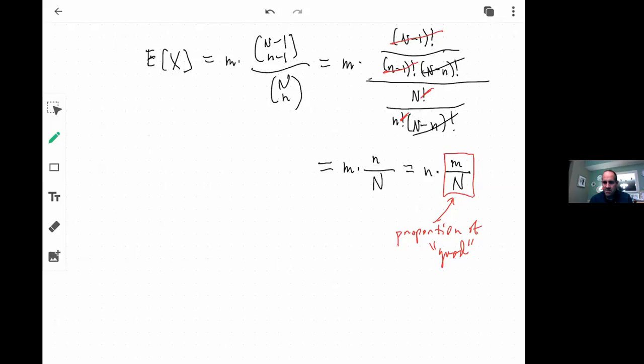So it makes sense that on average, I would expect to get n times the proportion of good balls from the urn when I take a sample of size n. That's kind of like what happens with the binomial distribution. Remember, thinking of a good ball as being a success, we know there's a parallel between hypergeometric and binomial, namely the binomial is with replacement, so every ball I select, I put it back. The hypergeometric, I'm pulling out every single one and I'm not putting it back, okay? But you would expect some kind of parallels to exist.